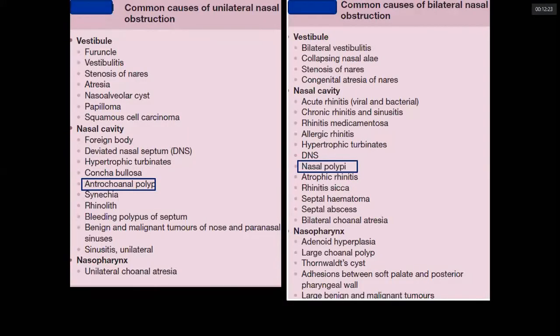So the patient usually comes to you with a complaint of nasal obstruction. Okay, this slide is also a very important slide, and you do not have to write it down because this has been lifted from Jingra.